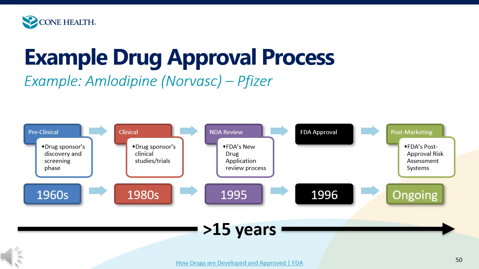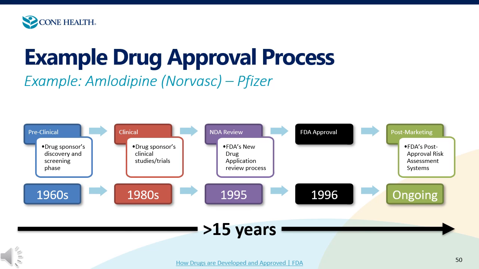This is a timeline example of the drug approval process for a very common medication, amlodipine or Norvasc for blood pressure. And you can see that this medication has actually been on the market for a long time, but the preclinical phase of this medication, or when this medication was actually discovered, was back in the 1960s. And you can see that it took some time for them to complete the clinical trials for this medication. And then it was finally approved by the FDA in 1995 or 1996.